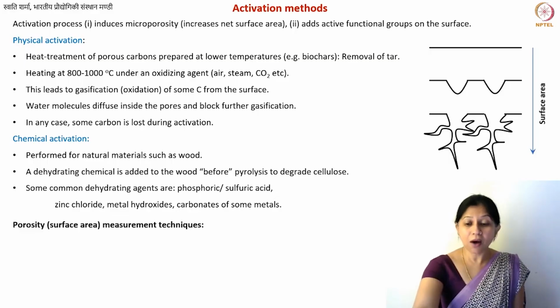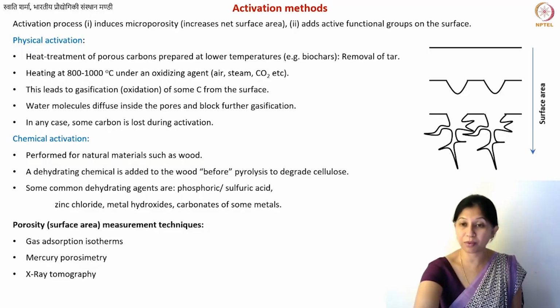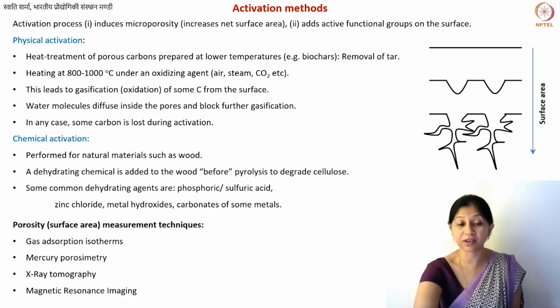Okay. Now, once you have this, how do you measure the porosity? We will also learn about this when we learn about characterization techniques. There are some standard processes. The most common process in the case of carbon porosity measurement is known as gas adsorption isotherms, and this is also known as the BET method. We will talk about this. There is something known as mercury porosimetry. Then you can also perform X-ray tomography, other imaging techniques, even magnetic resonance imaging, MRI, can give you porosity values.